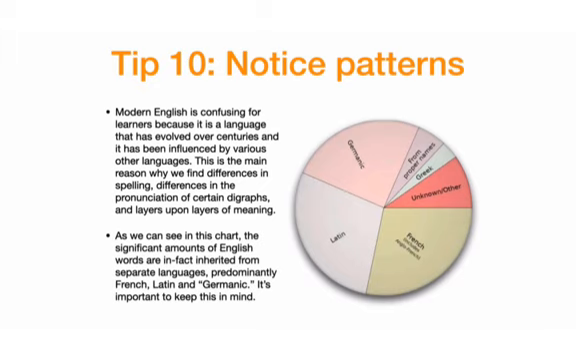Tip 10. Notice patterns. Modern English is confusing for learners because it is a language that has evolved over centuries and it has been influenced by various other languages. This is the main reason why we find differences in spelling, differences in the pronunciation of certain digraphs, and layers upon layers of meaning. As we can see in this chart, significant amounts of English words are in fact inherited from separate languages, predominantly French, Latin and Germanic. It's important to keep this in mind.